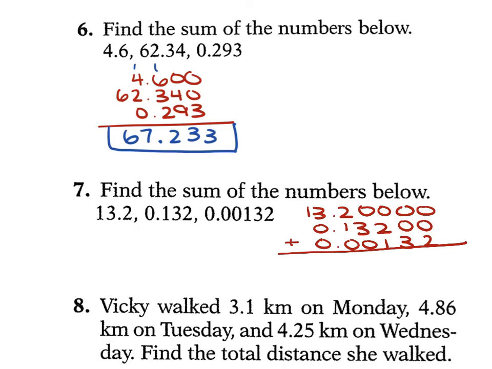So we have 2 plus 0 plus 0 is 2, 3 plus 0 plus 0 is 3, 1 plus 2 plus 0 is 3, 3 plus 0 plus 0 is 3, 1 plus 2 is 3, add the decimal point down, drop the 3, drop the 1. So we have 13.33332.